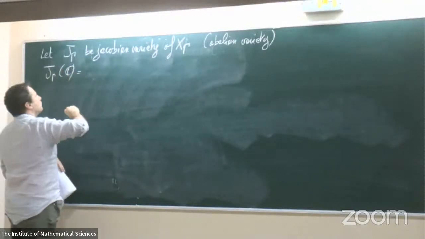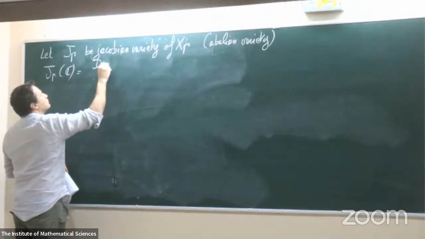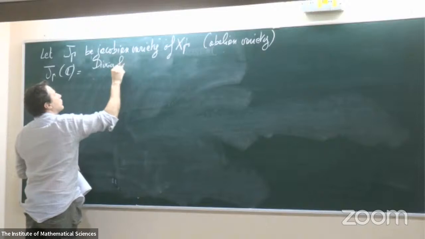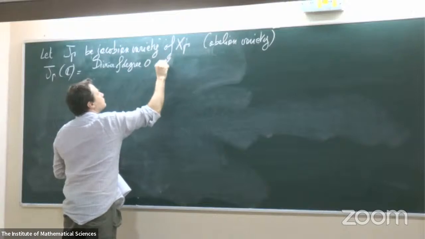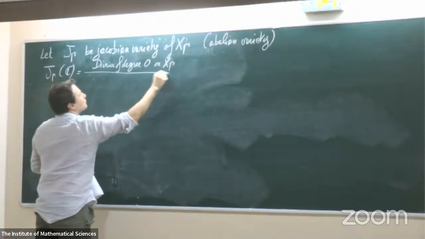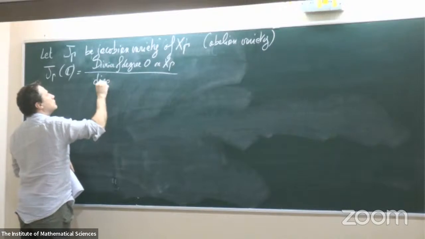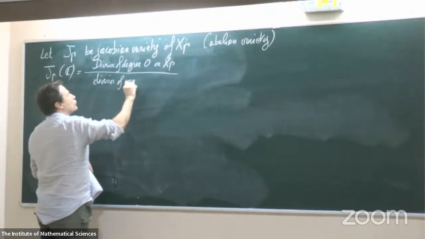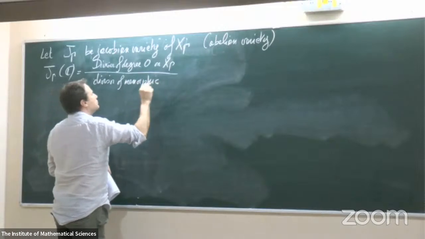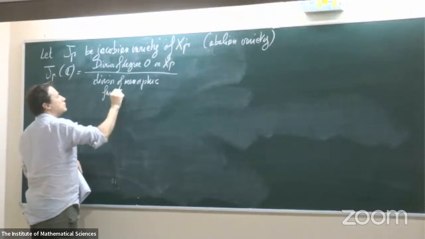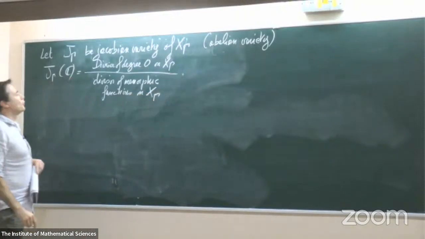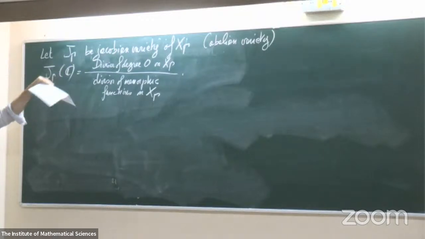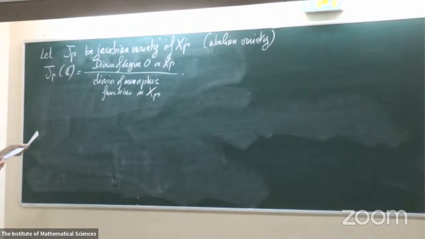This is the set of divisors of degree 0 on X gamma, modulo the divisors of meromorphic functions on X gamma. So those are the complex points of the Jacobian. I will give another description today after I've stated my theorem.